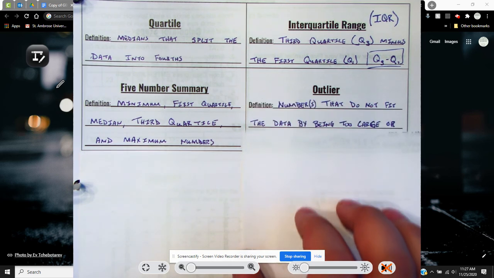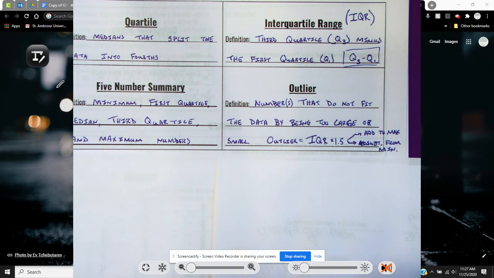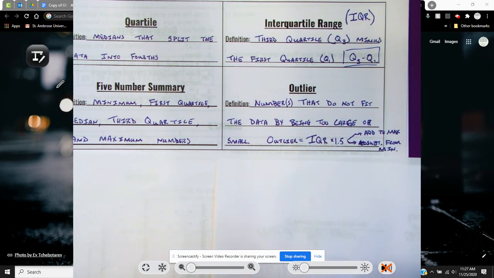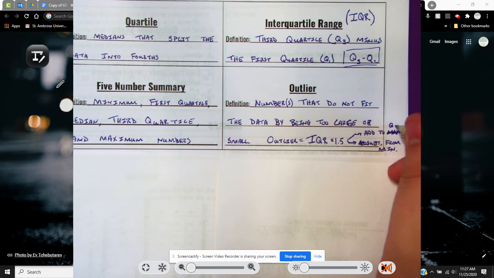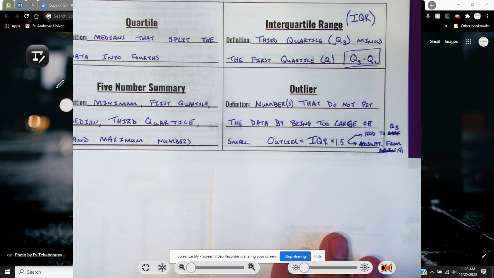And then an outlier is a number or numbers that do not fit the data by being too large or too small. And in order to find out if we have an outlier, what we are going to do is take our IQR, or our interquartile range, times 1.5. Then to see if we have a large outlier, we're going to add it to our Q3 and see if there is a number larger than that. For a small outlier, we're going to take that number and subtract it from our Q1 and see if there's a number in our data that's smaller than that.